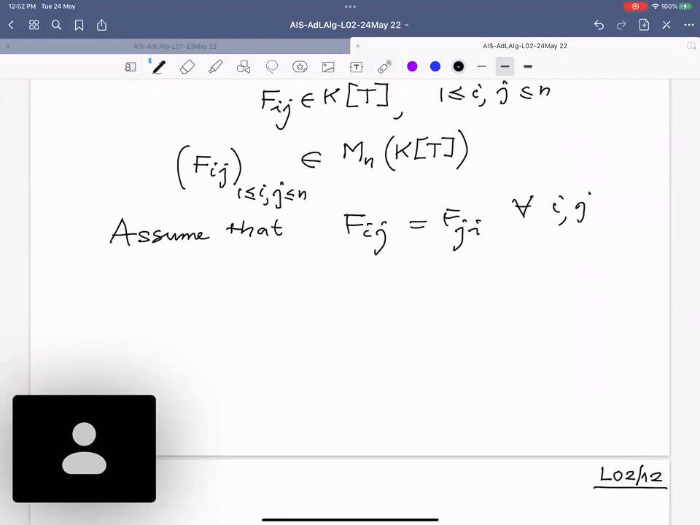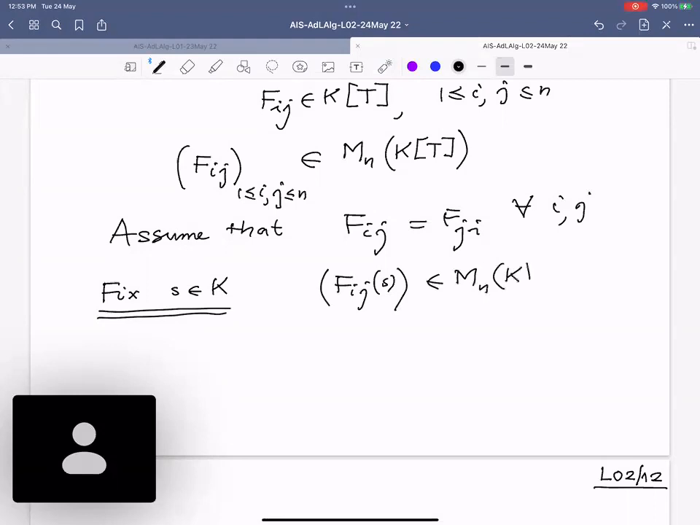All right, and fix small s in K. And look at the matrix. I want to specialize this matrix by putting capital T equal to small s. So look at this matrix, Fij evaluated at small s. Now this will be an n cross n matrix over K, and not only an arbitrary matrix, it will be symmetric.